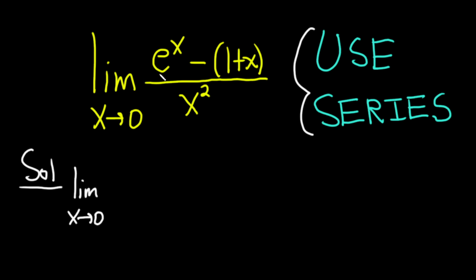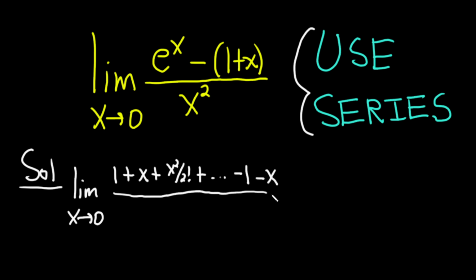We're going to start by replacing e to the x with an infinite series, which is 1 plus x plus x squared over 2 factorial plus... then minus, and then 1 plus x. Let's distribute the minus 1. So minus 1 minus x all over x squared. Oh, and look at this. Some stuff cancels. We lose the 1's. We lose the x's. So this is equal to the limit as x approaches 0.